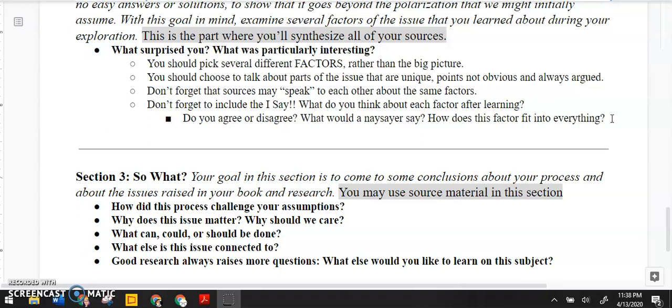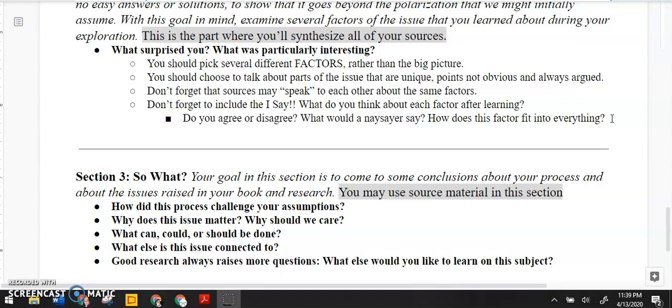Why should we care? After all of this research that you've done and all of this learning that you've made, what are you coming to? What's it connected to? What else do you want to know? Why should we care? Those kinds of things. And that's going to be section 3.